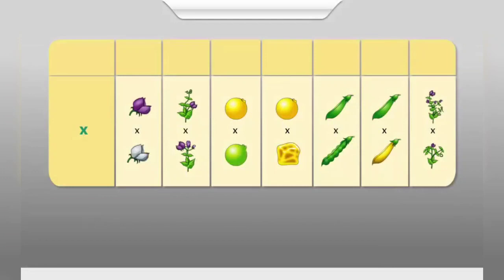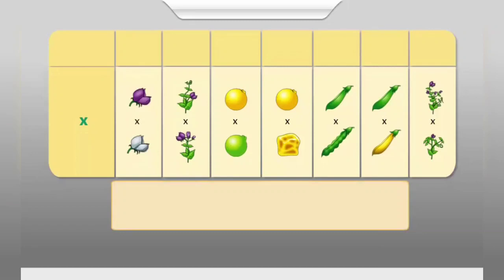Mendel examined 7 distinct traits in pea plants. He found that there were 2 distinct forms for each trait, and that when one form was expressed, the other remained hidden.